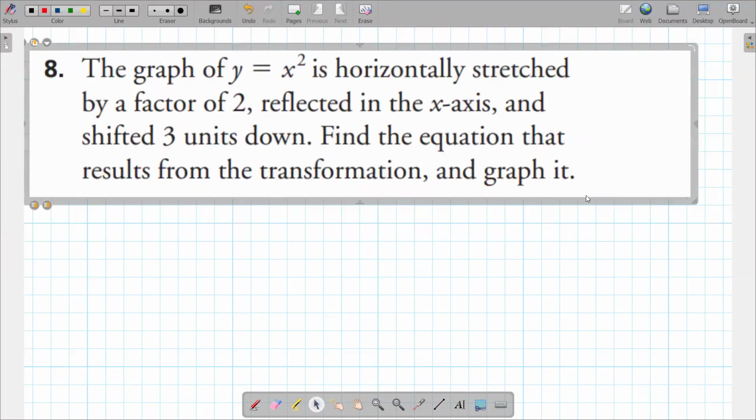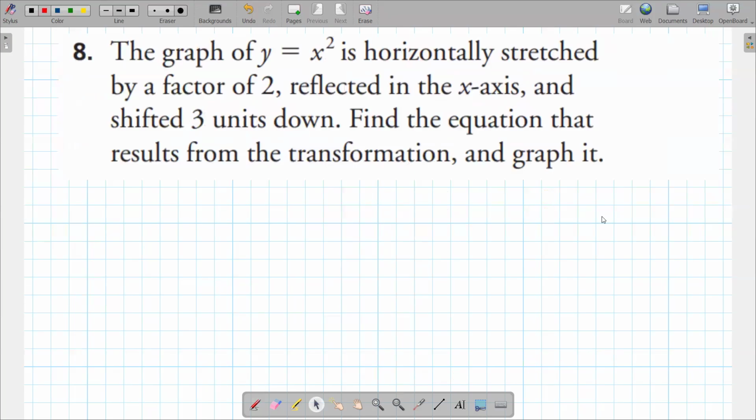All right, let's look at this one. So now it's stating the transformation in words, and we have to change them into mathematical symbols. Is horizontally stretched by a factor of 2. Now think about it. Horizontally stretched. Is k going to be 1 over 2 or is k going to be 2? For k, it's the opposite. Yes, good. K is going to be 1 over 2.